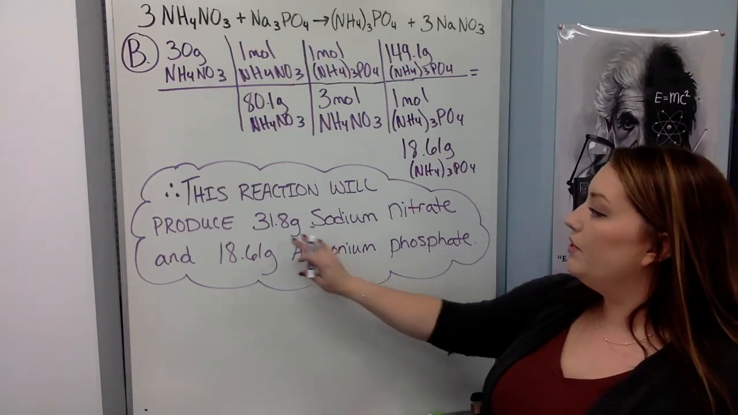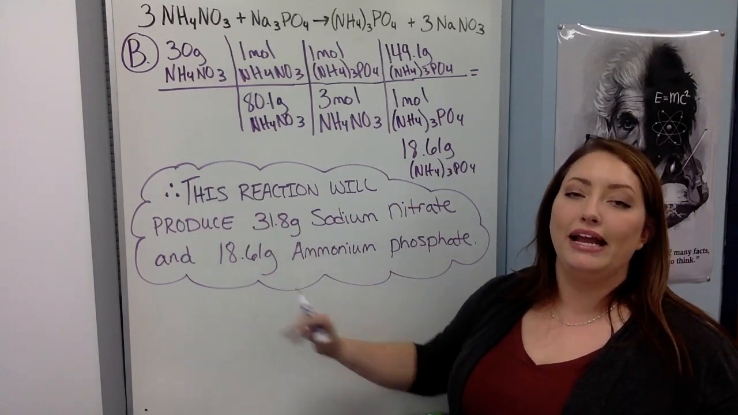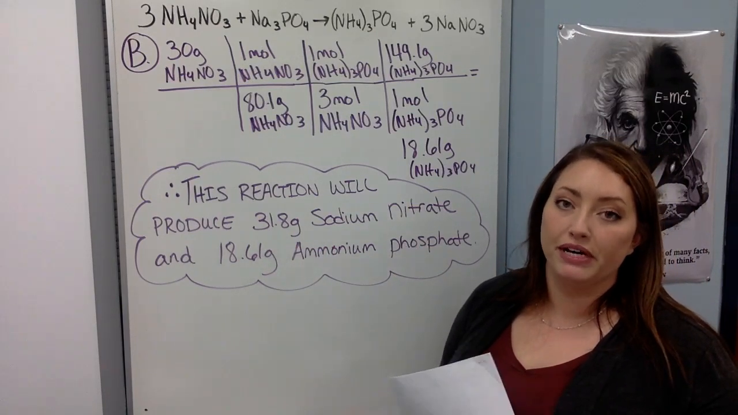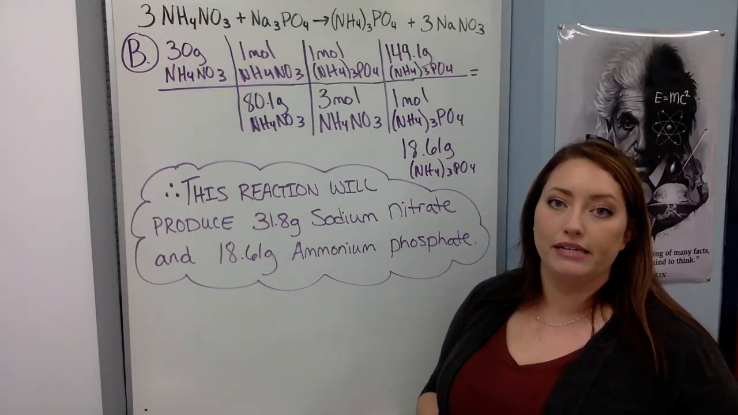So in this case, we know that the reaction is going to produce 31.8 grams of sodium nitrate and 18.61 grams of ammonium phosphate. So I'm going to go ahead and erase this, and we will move on to part C.